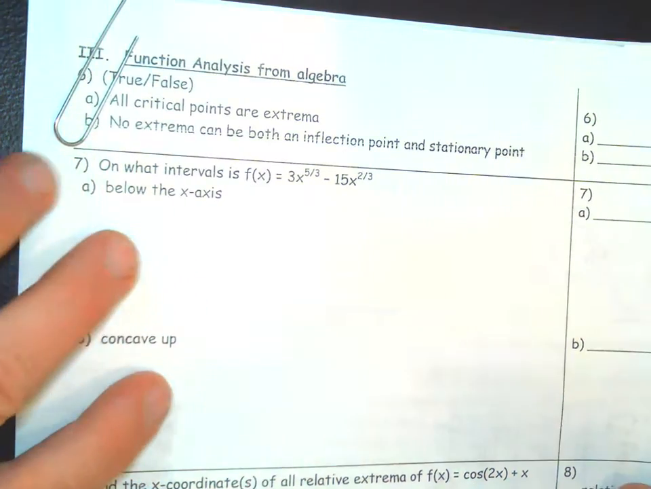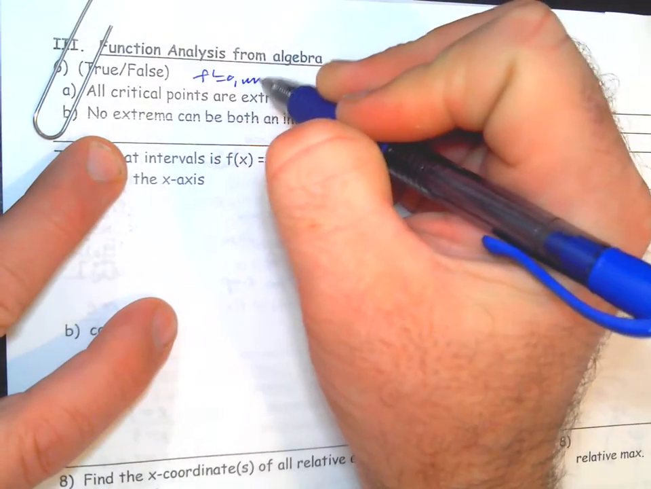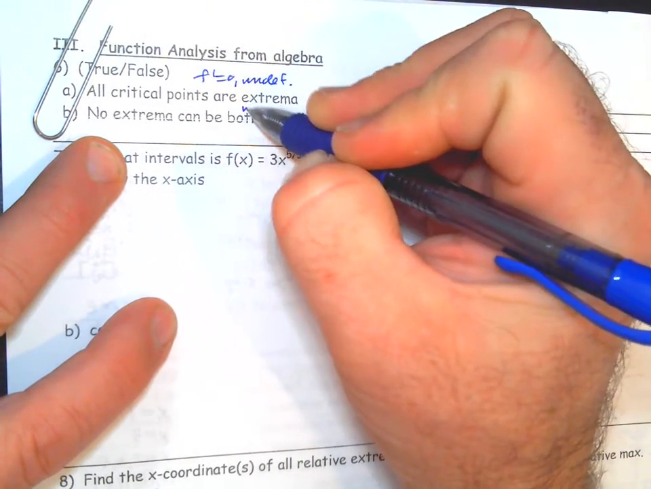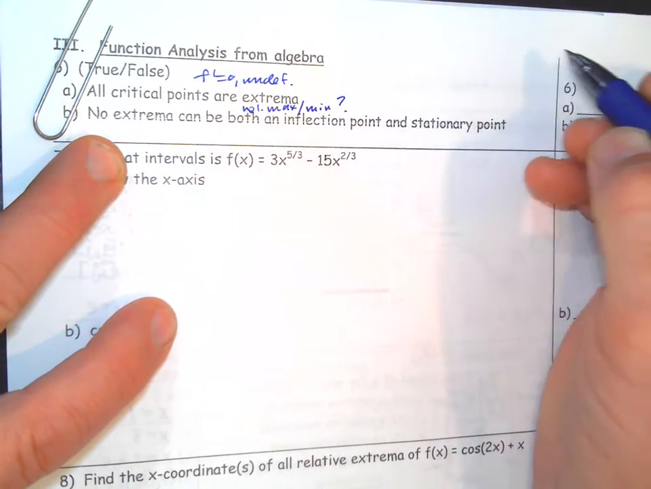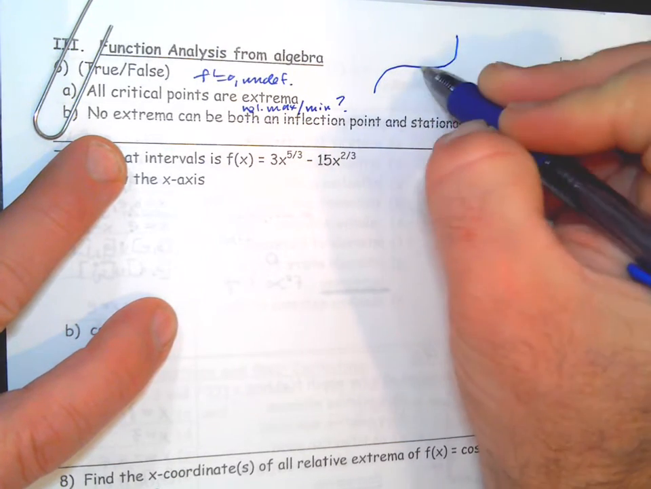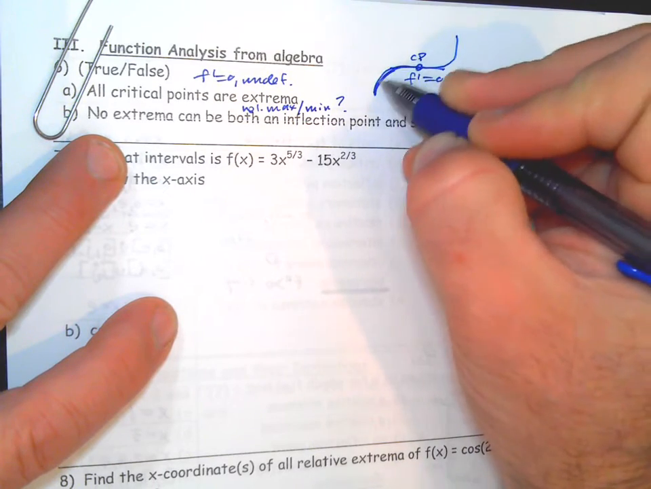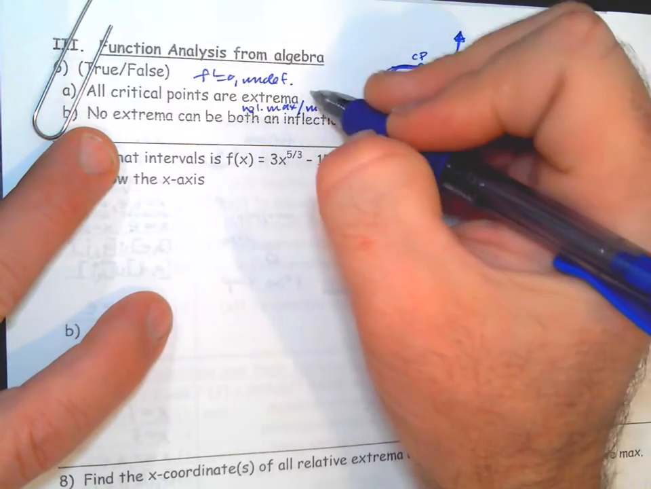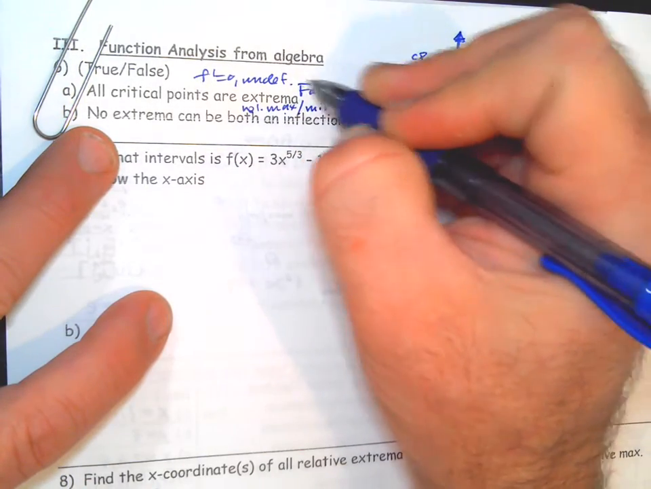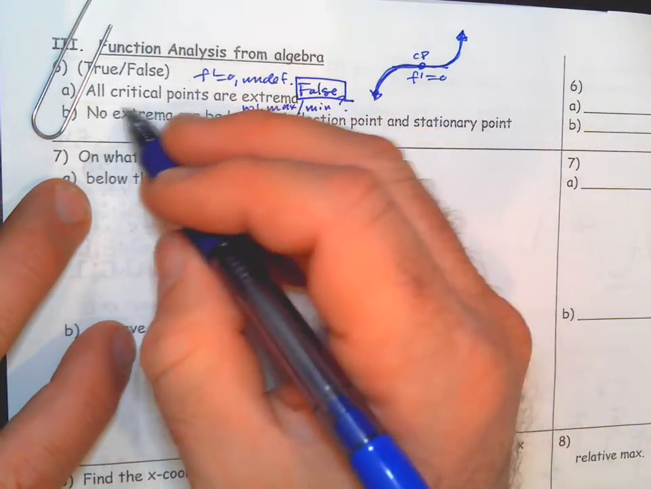Well, true or false here. It says all critical points are extrema. Is that true? Everywhere that f prime equals 0 or is undefined, is it for sure a relative max or min, or absolute max or min? What do you think? What about the plateau idea, where you have a flat f prime equals 0 critical point, but it's not a peak or a valley, right? So that's a perfect counterexample as to why this is false. So when you say something is false, a lot of times you could use a counterexample, something that meets the first part but violates the other part.